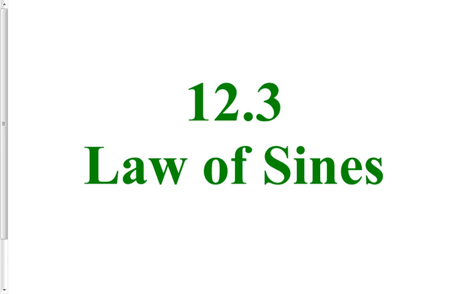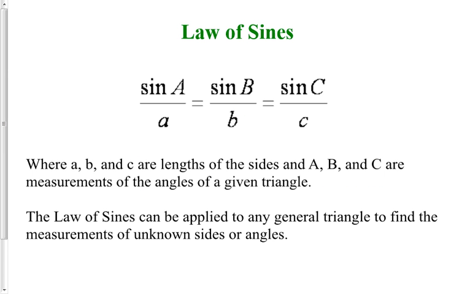So section 12.3 is the law of sines. And as you're going to see, the law of sines is completely different than sine. This is the law of sines. It's made up of three ratios that equal each other. And as you know, capital letters are angles and lowercase letters are sides.